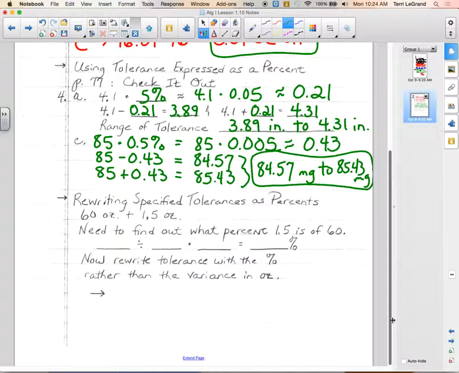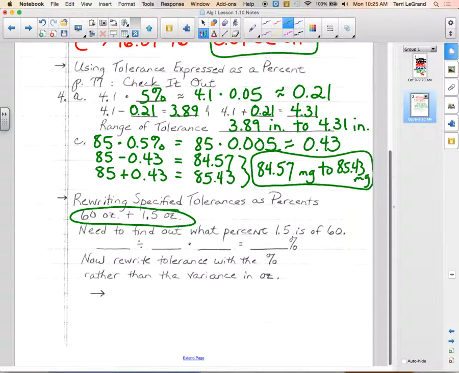Okay, then there's one more thing we have to do. We have to rewrite specified tolerances as percent. So look at, they tell us, here's what they will allow. They want it to be 60 ounces, but they will allow a variance of 1.5 ounces. So we need to find out what percent 1.5 is of 60. So how would we do that?